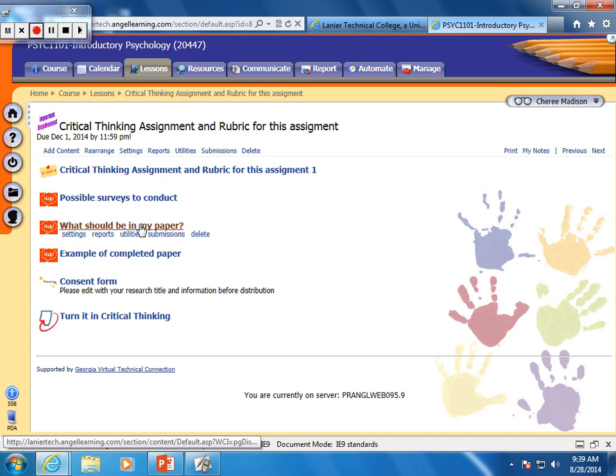This is an example of a well-developed paper. This person did receive an A. It's hard to receive an A if you don't follow the proper protocol or if you don't write the correct information. So I really suggest reviewing her paper so that you know what I'm looking for, what's required, and what should be in your paper.